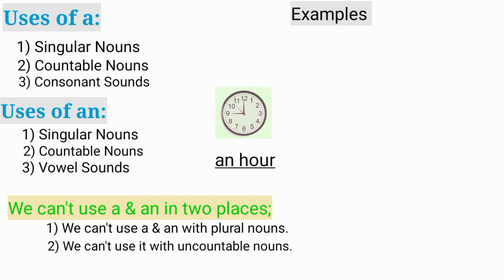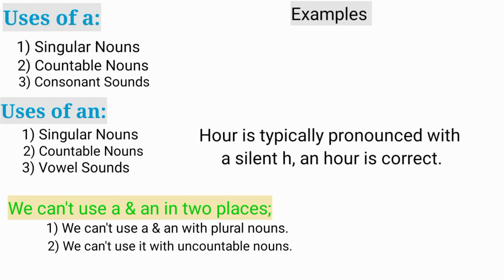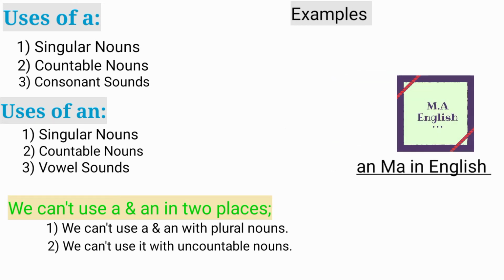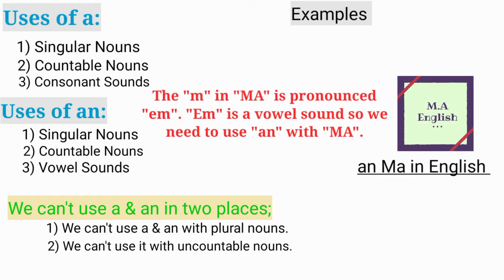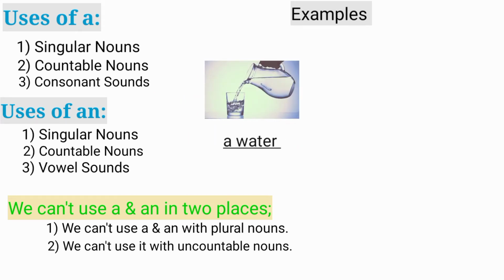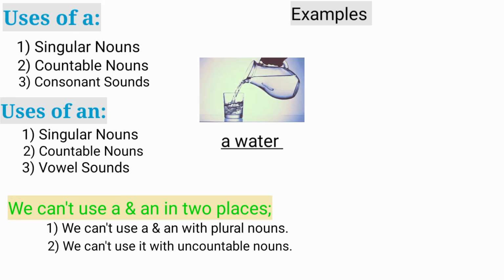Then we have an hour. Now look at this word. Hour starts with the consonant letter H, but we put An with it because the beginning sound is like a vowel sound. An hour. Then we have an MA in English. Now again, MA sounds like a vowel sound.